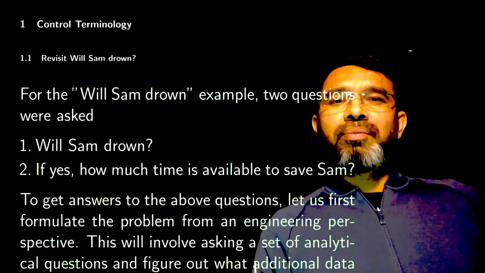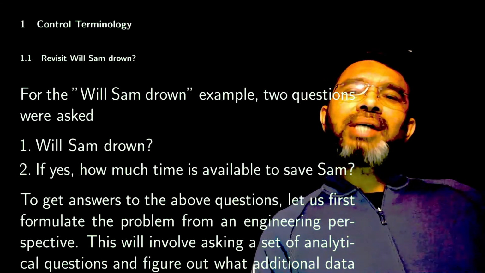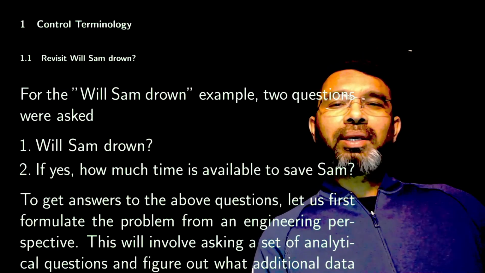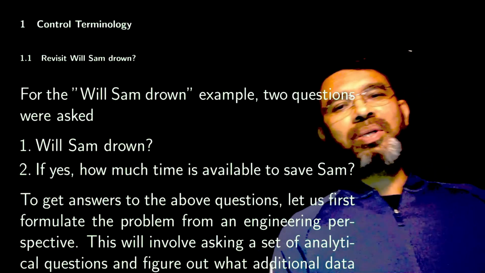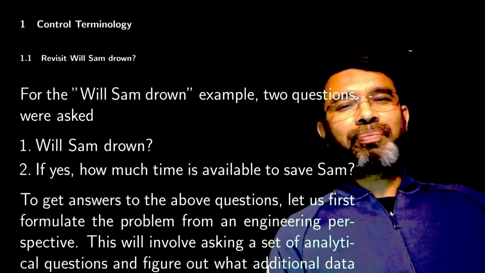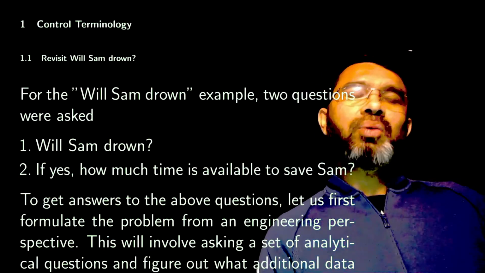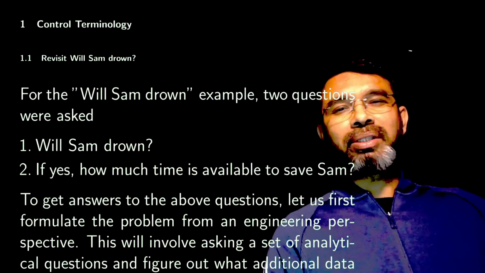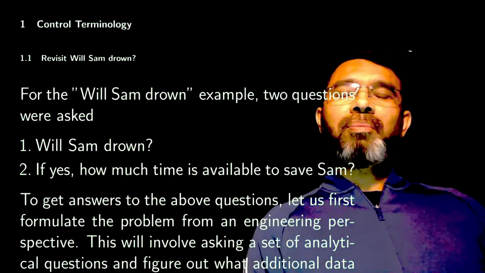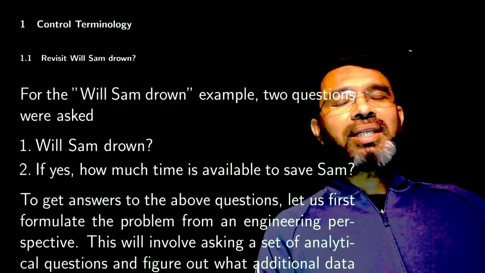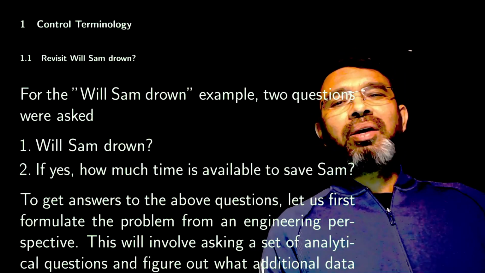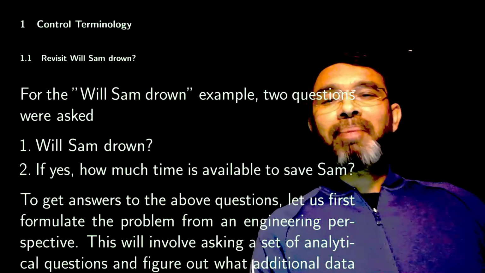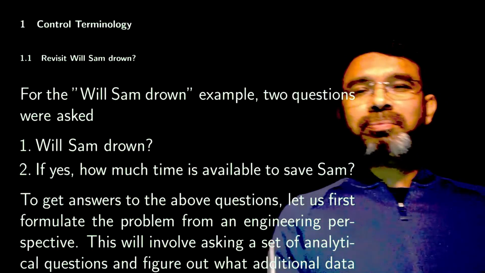Now, for that particular problem, we asked two questions. One, will Sam drown? The second one, if yes, how much time is available to save Sam? Now, if you look at the second question, it talks about the time, which is a measurable parameter. But about the first problem, will Sam drown? Really, that doesn't tell anything in terms of a specific parameter that's measurable.